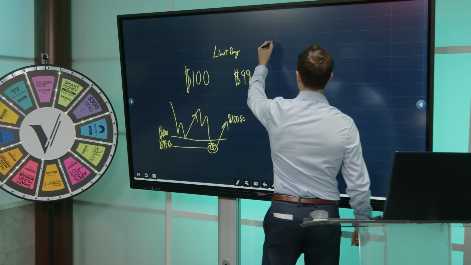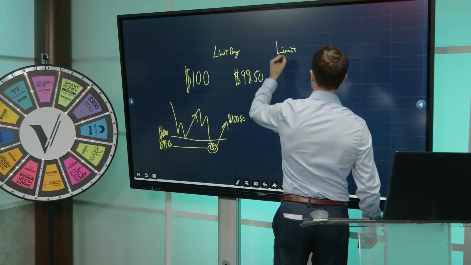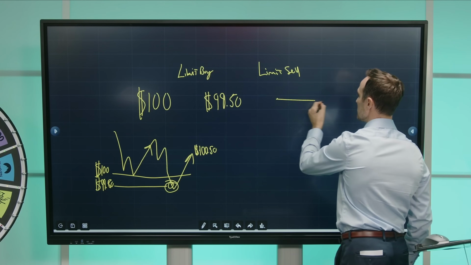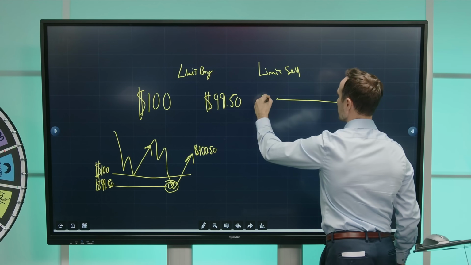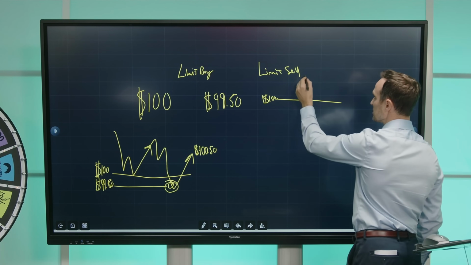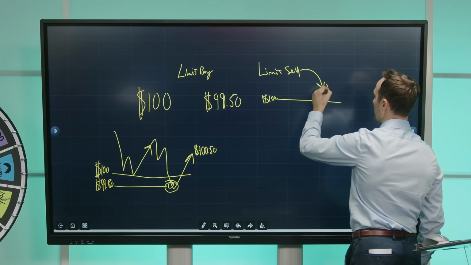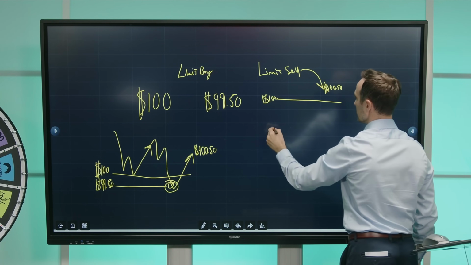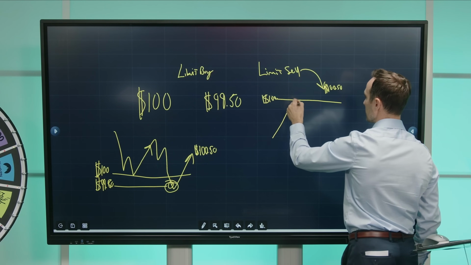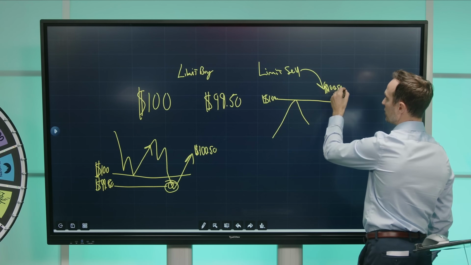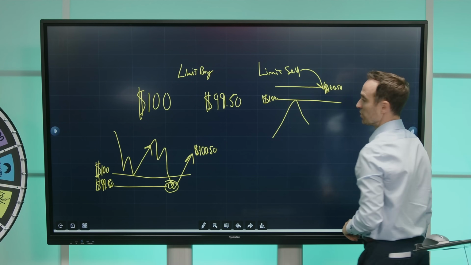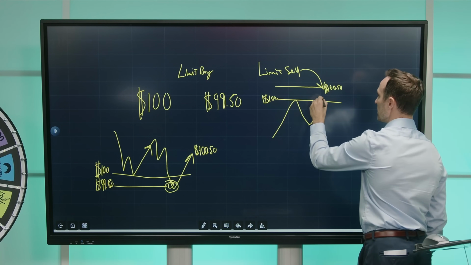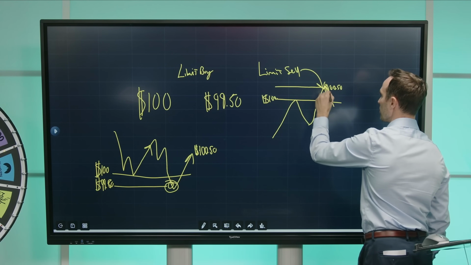Okay, let's say we have a limit sell order, and let's say that the stock price, again, is $100 right here. And let's say you put your limit sell at $100.50. The stock comes up, doesn't quite get there. You wouldn't get filled here at this level, right? You wouldn't get filled. But let's say that the stock comes up to here. You get filled on your order.